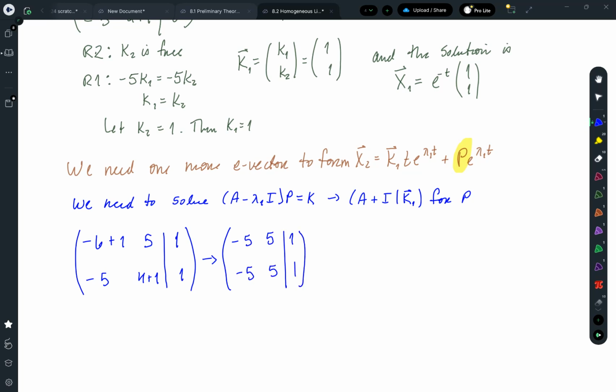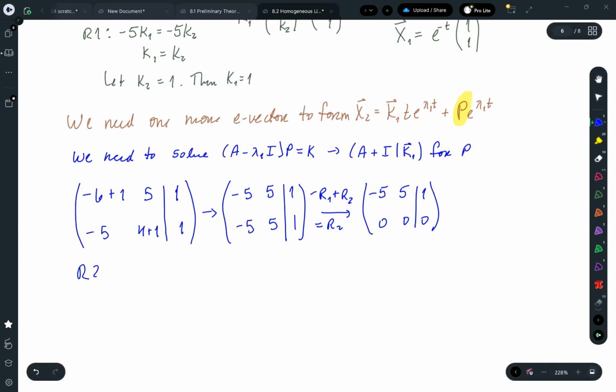Again, the rows are the same. So if I take a negative row 1 plus row 2, I get what I want. Row 1 stays the same, -5, 5, 1. Row 2 is a row of zeros. Row 2 is telling me that P2 is free.